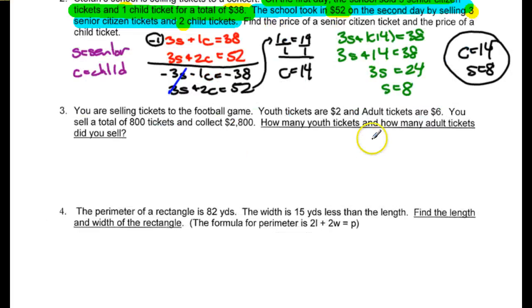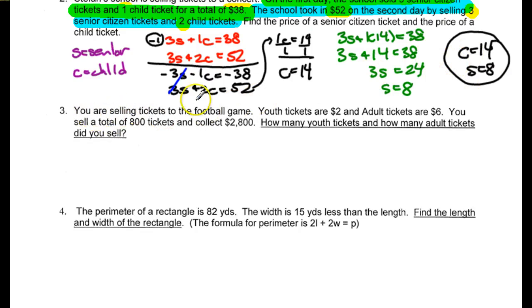Alright, so here's the steps, but the final answer was C is 14. That means the price is $14 for a child ticket, $8 for a senior citizen ticket. And if you need to go back and look, these are the steps: solve for C first, plug it in, solve for S. Now the next type is a little bit different. You have to approach each problem a little differently.